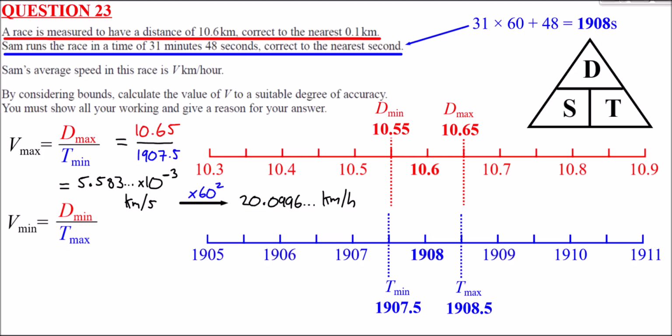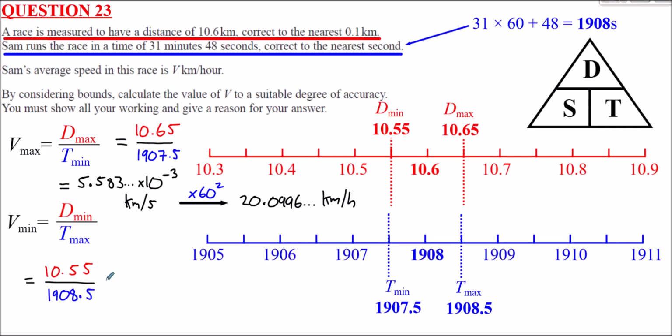We'll do the same again, but working out the minimum speed. So the minimum value of d is 10.55. And we divide that by the maximum possible time. So minimum speeded person, they wouldn't go very far, perhaps, think of it like that, and they take a long time to cover that distance. So we're going to divide by 1908.5 and see what we get.